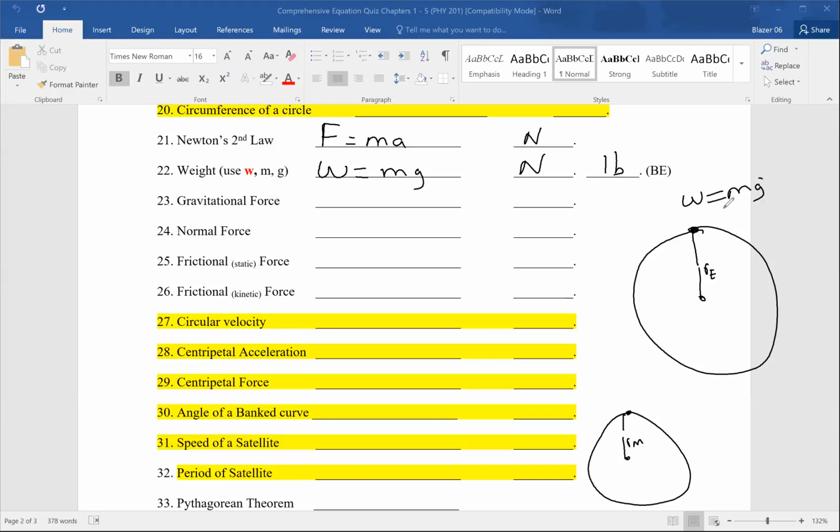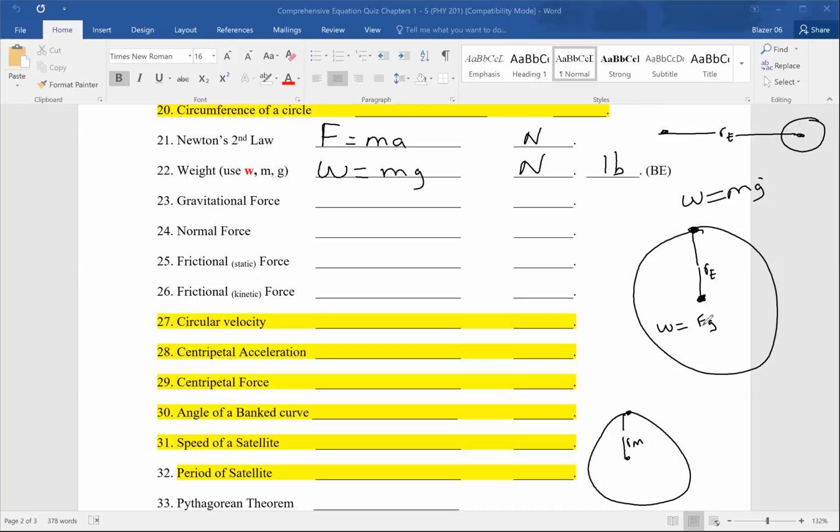What was my equation? My equation said that the weight is equal to the gravitational force between the object and the Earth. And we're measuring that to the center of the Earth. So even though it looks this way, we think of it this way. Here's the object, the radius of the Earth, and then we go to the center of the other object, which happens to be the Earth.